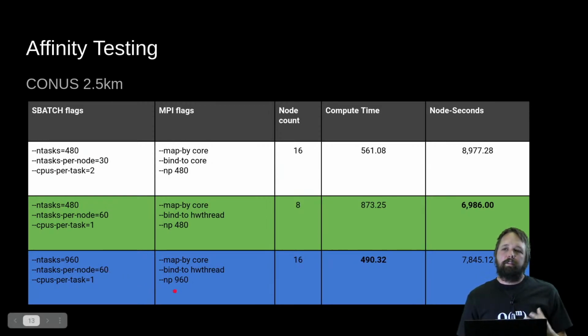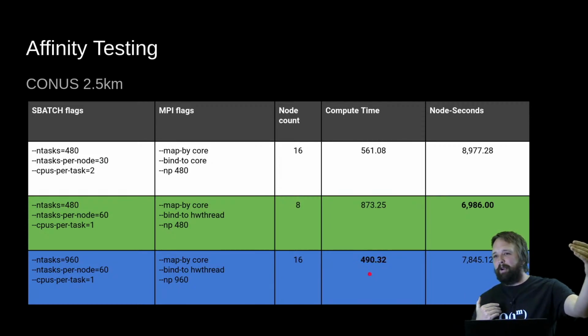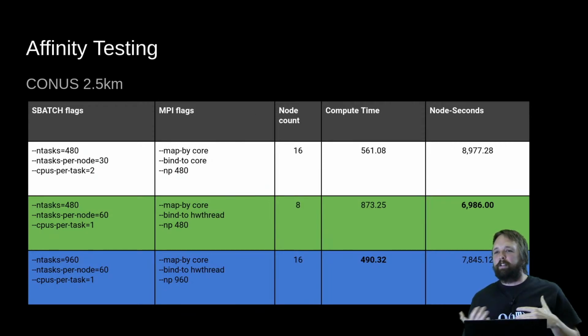So the fastest run we could get is if I just said I want 16 nodes, and I bind each MPI rank to virtual CPUs, so I'm using the hyperthreads on those nodes, I can get that compute time down to 490 seconds. So keep in mind here we're on CONUS 2.5, so if you're trying to compare with the previous slide, CONUS 12 had far less grid points. CONUS 2.5 has a bit more resolution to it, in case you were wondering.